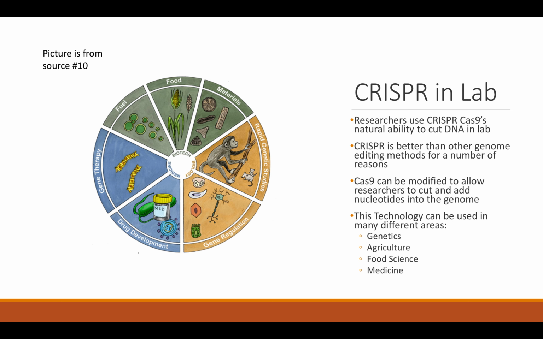But since Cas9 itself is targeting specific DNA sequences, it's more regulated, and you can control where it's going to cut. You're not just releasing a pair of scissors onto some DNA and cutting it up in certain places. You're going to be cutting it at certain repeats. So the CRISPR is better than the genome editing techniques that we had. Cas9 can be modified to allow researchers to cut and add nucleotides in the genome.